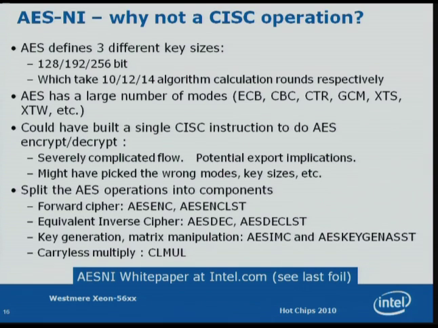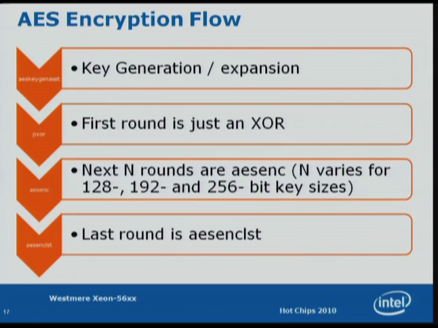So rather than building a CISC type instruction where Intel tries to guess exactly what the industry wants to do, what was done was split this AES into a number of component instructions and let the people doing the encryption work in the industry use this to their best advantage. So these are the 7 instructions here. I've listed the 6 AES instructions, and this carryless multiply is also used by a couple of the vendors. Again, there's a white paper on this out at intel.com.